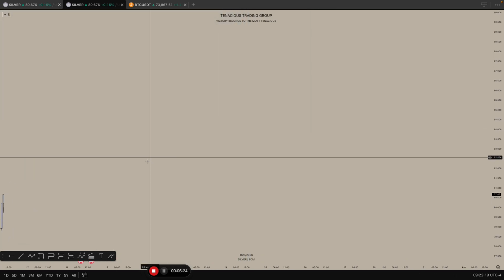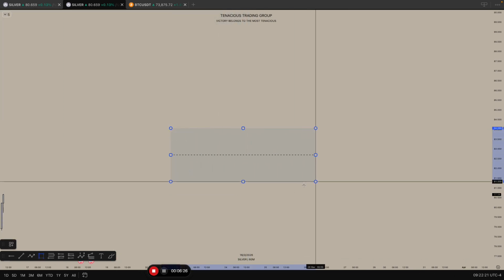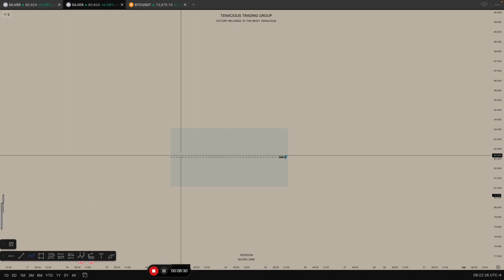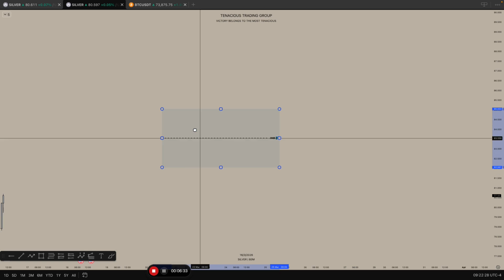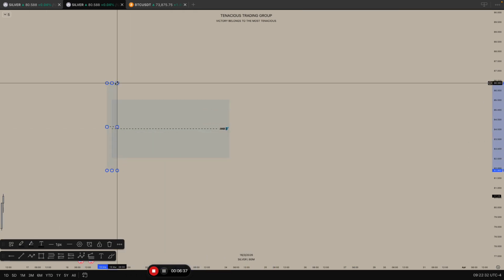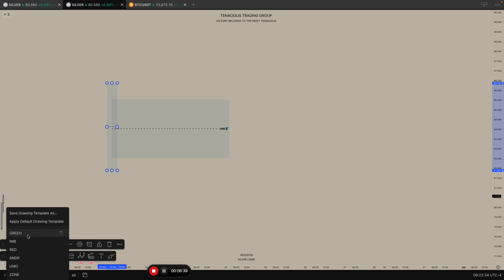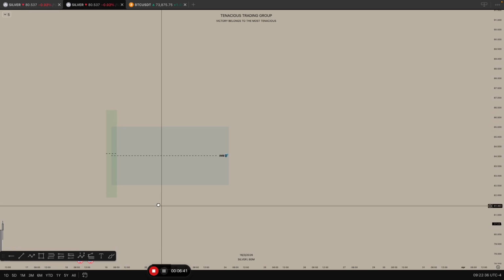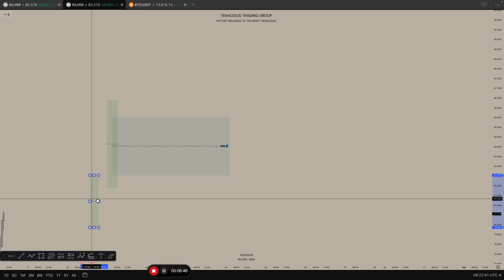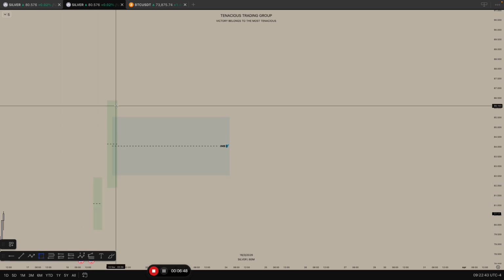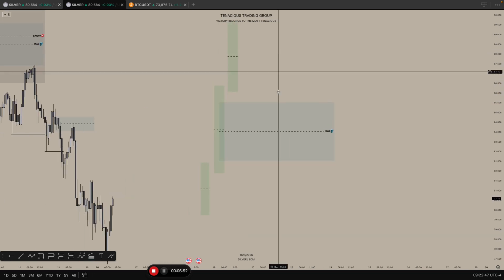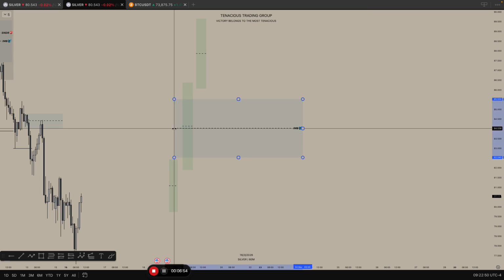So one thing to remember is, if this is my imbalance, and let's just say we have our bullish candle, and then we have another candle over here, and then another candle over here. So we know that imbalances are a three-candle pattern, right? And this is my imbalance from this candle here.